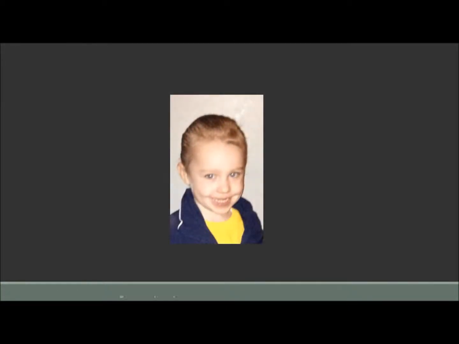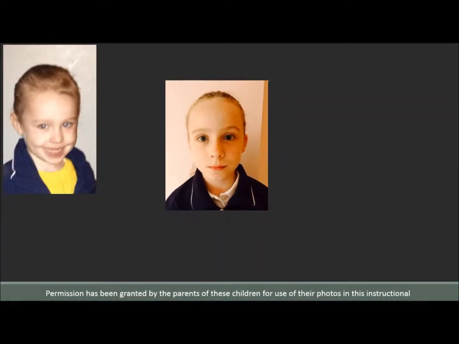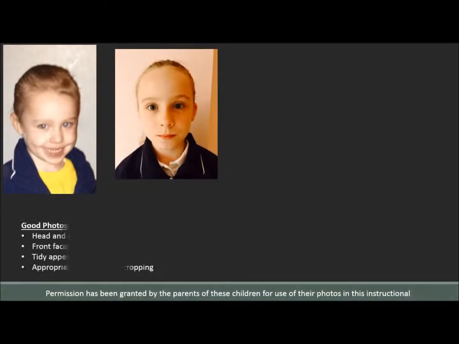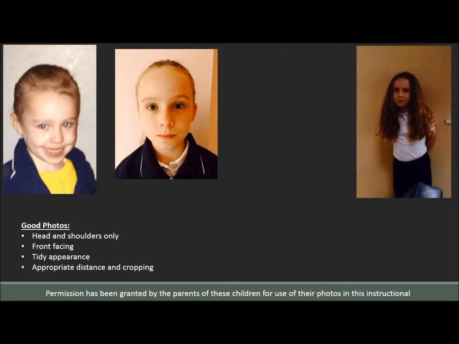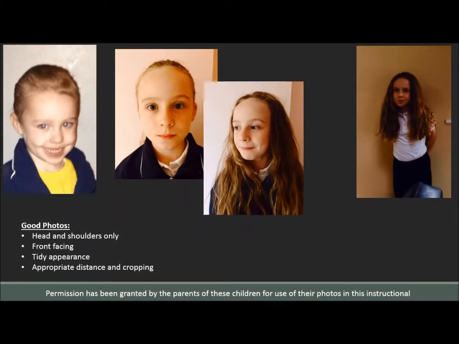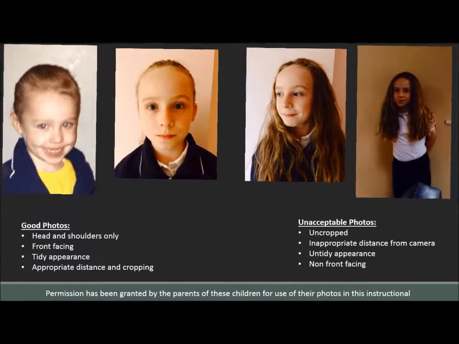Here we have some examples of good photos. These are of the head and shoulders only. They are front facing, they have a tidy appearance, and they have an appropriate distance from the camera and are cropped. And here are some unacceptable photos that will be rejected. They are uncropped, they are too far from the camera, they have an untidy appearance, and they are non-front facing.